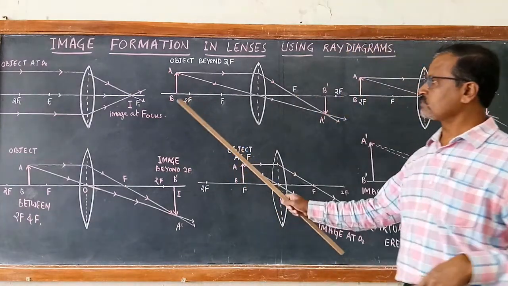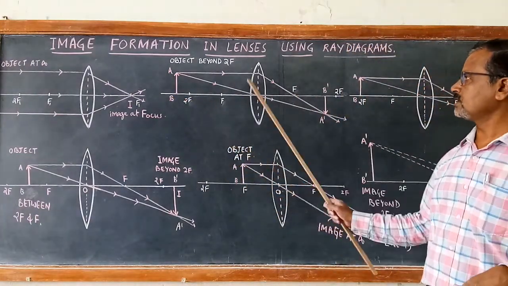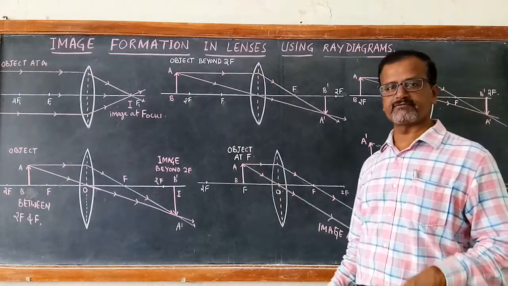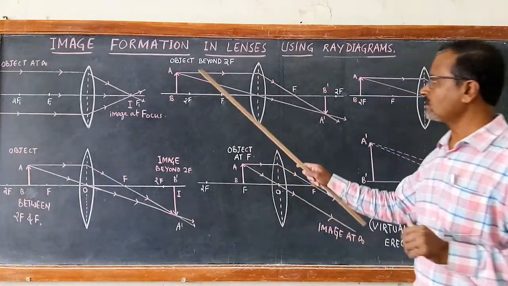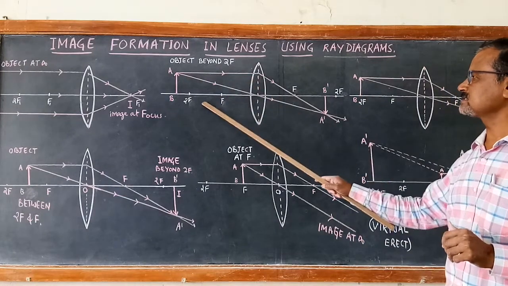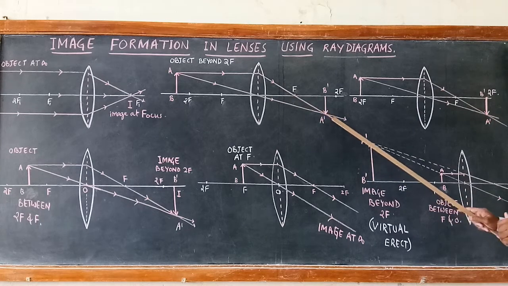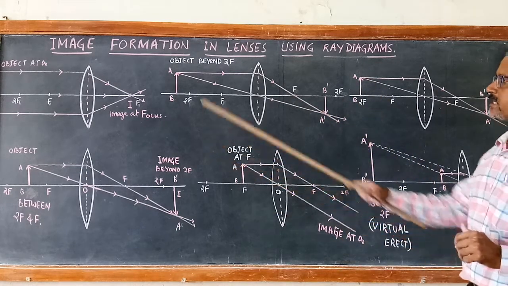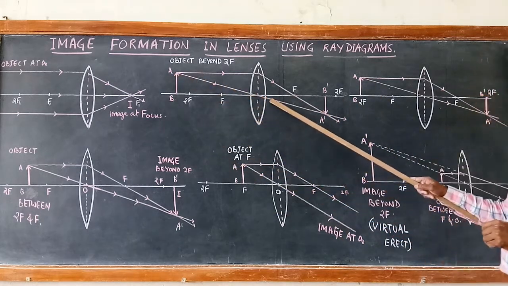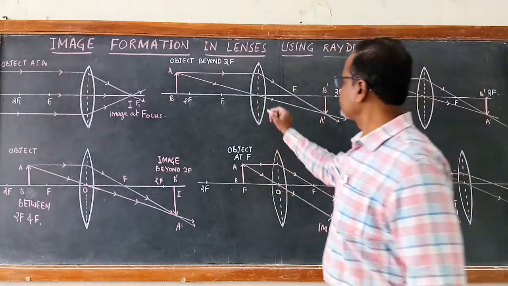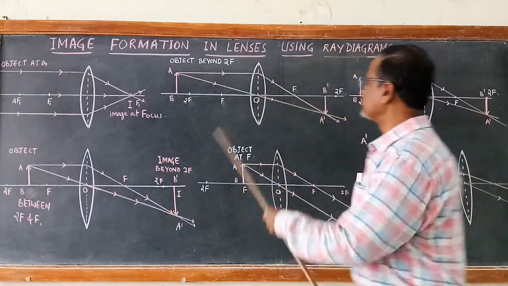If the object is brought closer to the lens, just beyond 2f, then how to draw the ray diagram? Draw one ray of light parallel to the principal axis. After refraction it passes through the focus, extend it. Another ray of light must pass directly through the optic center.